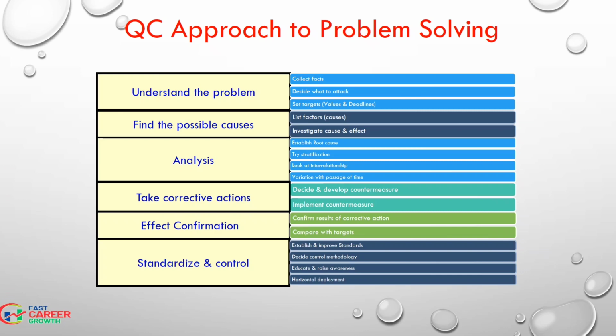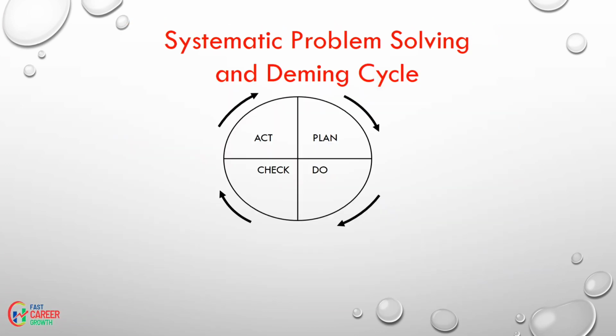The main focus of this training session is to make participants aware of the tools used for the QC approach to problem solving. In subsequent slides, we will discuss some statistical concepts and then the 7 QC tools in detail. Next is the PDCA cycle, systematic problem solving and the Deming cycle.